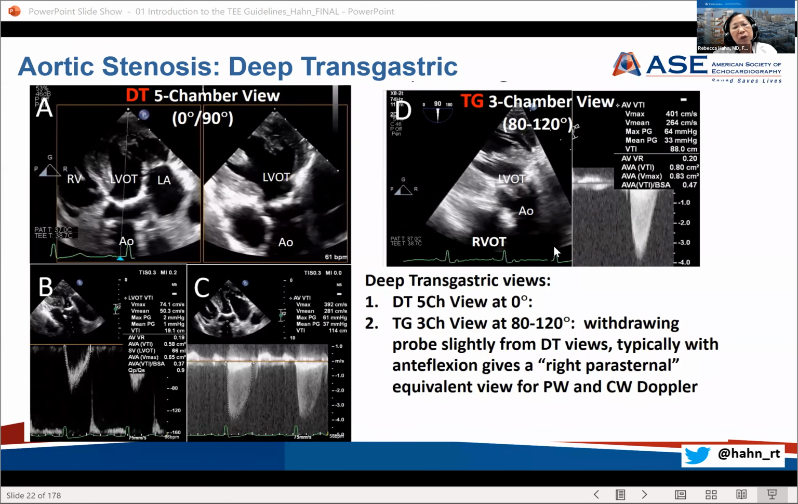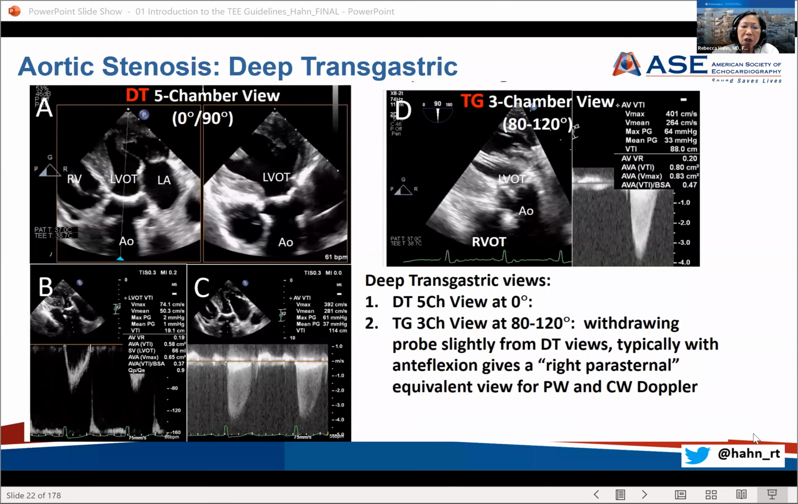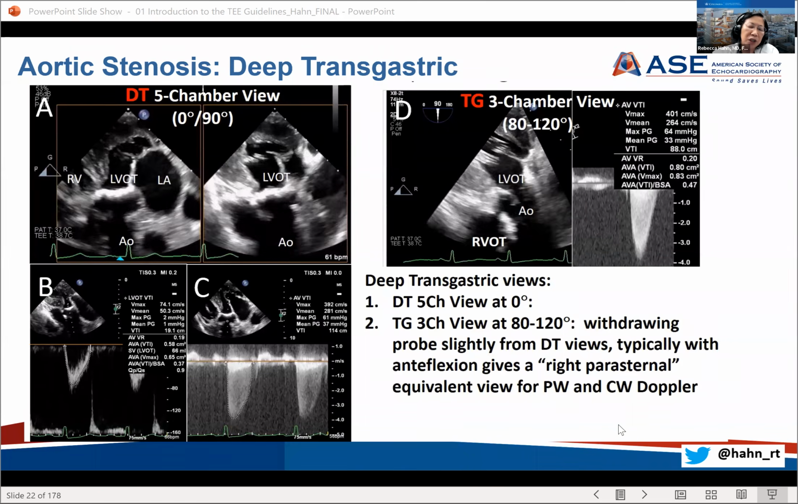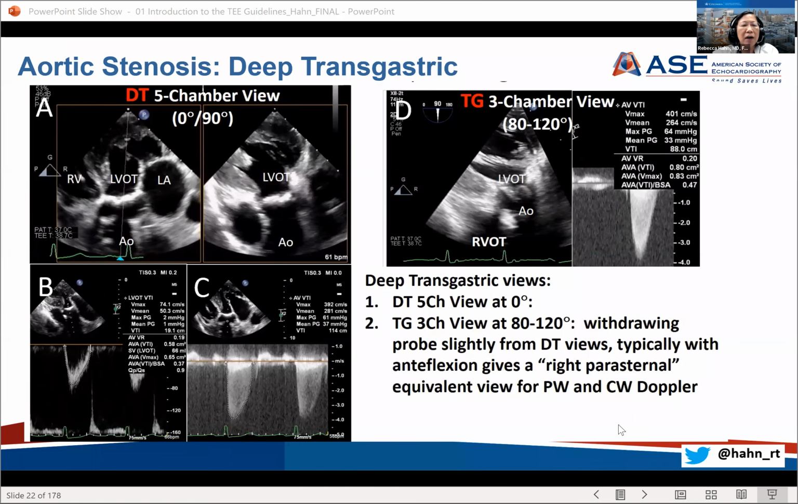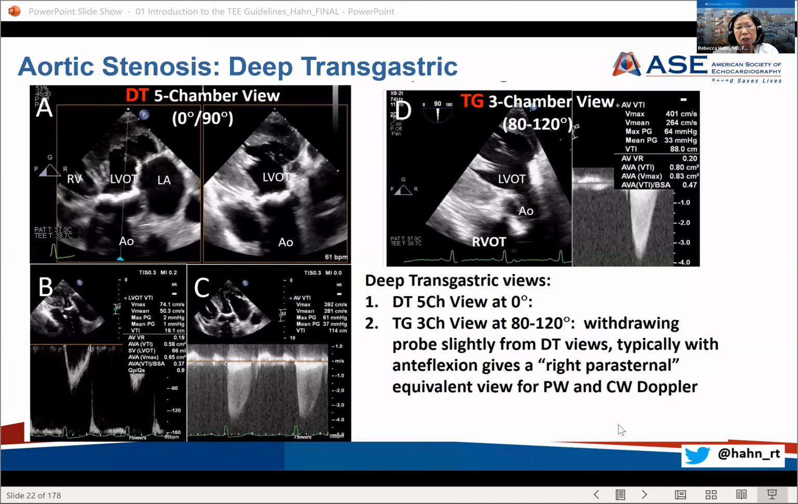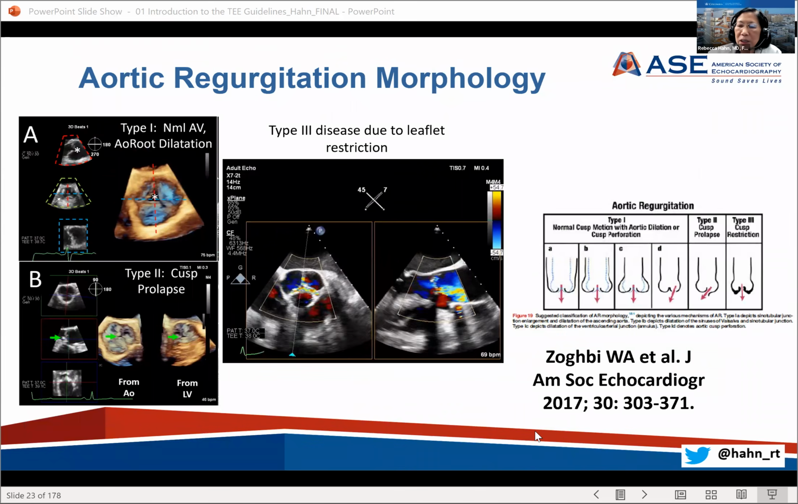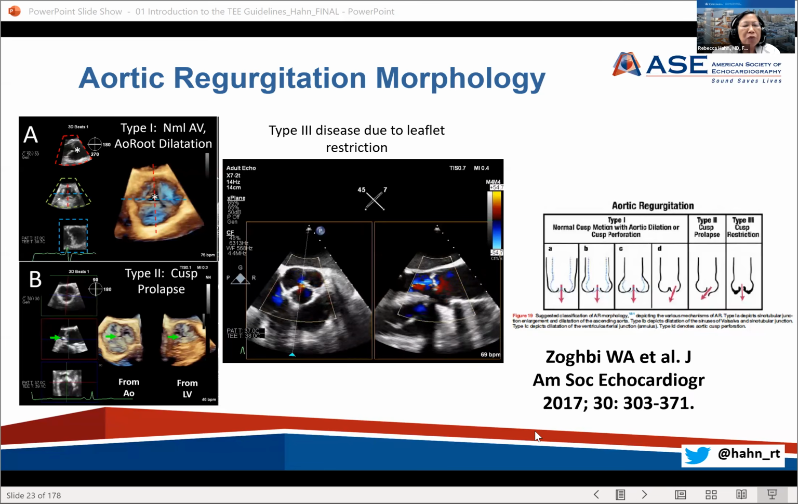And therefore, we would always recommend you attempt to get these Dopplers, particularly for aortic stenosis, from both a deep transgastric and a transgastric view. Don't forget to put in questions if you want. I'm monitoring the Q&A as well. I don't see any questions, so I'm going to just keep moving here.